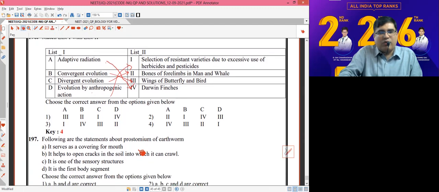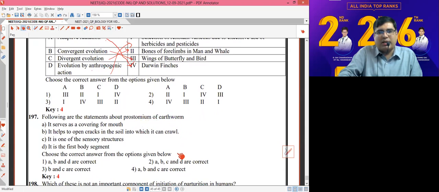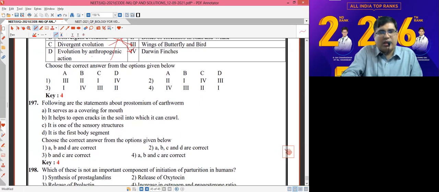Next question is, following are the statements about the prostomium of the earthworm, right? Let us see. It serves as a covering for the mouth. Yeah, it is correct, because they're asking for the correct ones only, no? Yeah, it helps to open cracks in the soil into which it crawls. Yeah, it is again given in the NCERT. It is one of the sensory structures. Yeah, it is there. It is the first body segment? No, peristomium is the first body segment basically. So it is not correct. So out of these, wherever D is mentioned, we should rule it out, and A is correct. So the fourth option would be correct.